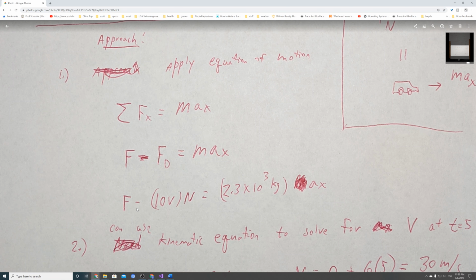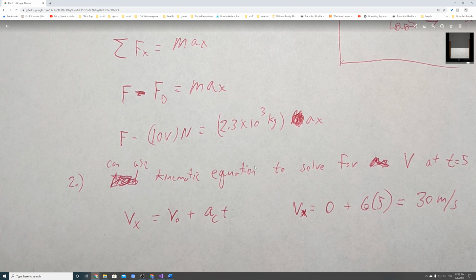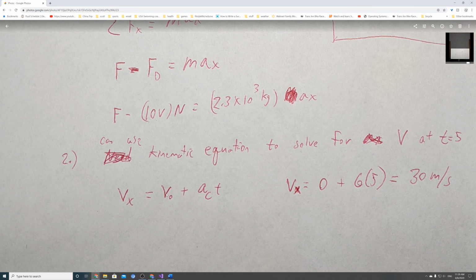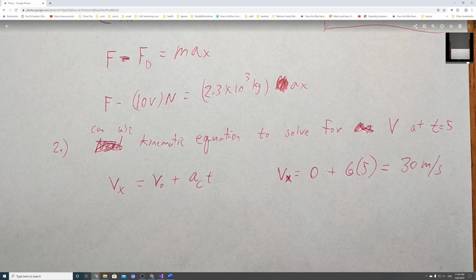But in this case, we still don't know what the velocity is. We can't find that force until we know the velocity, and that's where we can use our kinematic equation to solve for it. So here's our kinematic equation. We know it started from rest, so v initial is 0, and our acceleration, 6 meters per second squared, times 5 seconds gives us 30 meters per second, because we care about that velocity at 5 seconds.